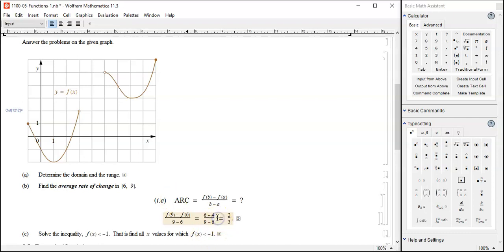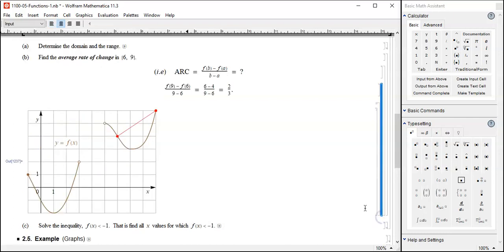That's how you get 6 minus 4 in the numerator, and eventually you get a 2/3. By the way, the average rate of change is the slope of this secant line that is cutting through (6, f(6)) and (9, f(9)). Rise over run, average rate of change. It changed on the average from here to there.